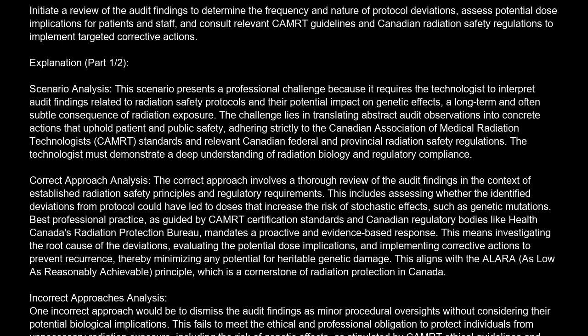This means investigating the root cause of the deviations, evaluating the potential dose implications, and implementing corrective actions to prevent recurrence, thereby minimizing any potential for heritable genetic damage. This aligns with the ALARA, as low as reasonably achievable, principle, which is a cornerstone of radiation protection in Canada.